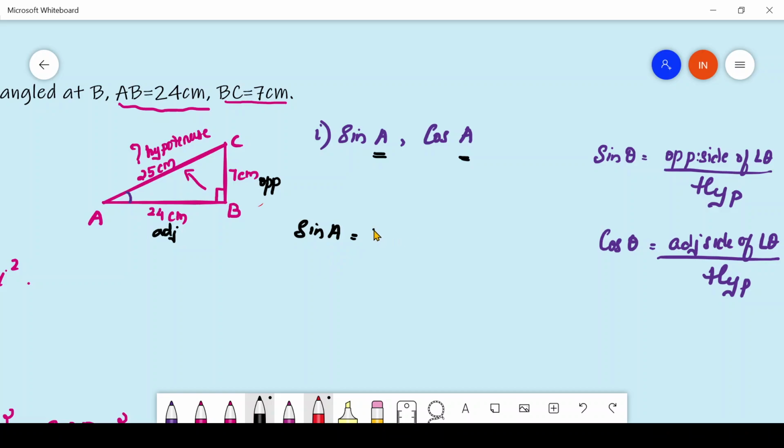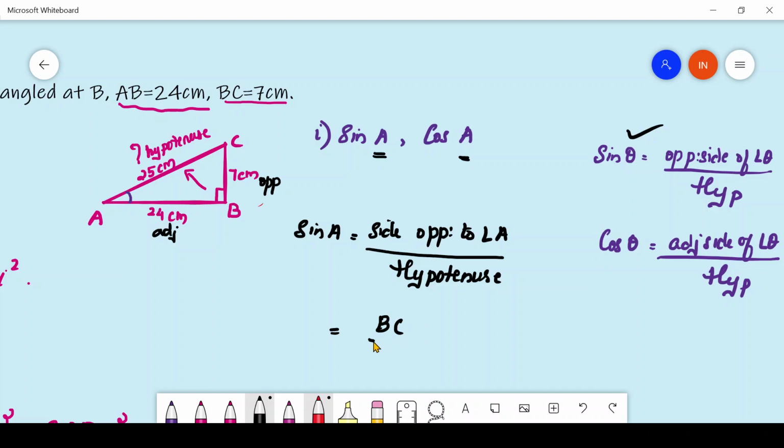What is sine of angle A? As we have seen here, that is side opposite to angle A divided by hypotenuse. Right, very good. Which is the side opposite to angle A? We have already discussed it. That is BC. BC by AC. The value of BC is 7 and AC is our hypotenuse, that is 25. So this is the answer for sine A.